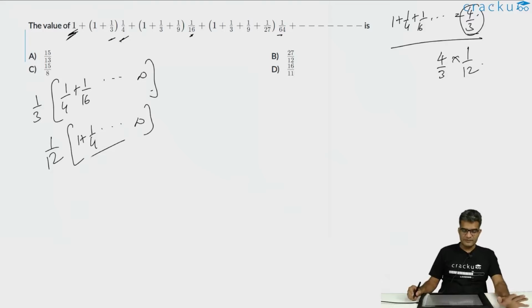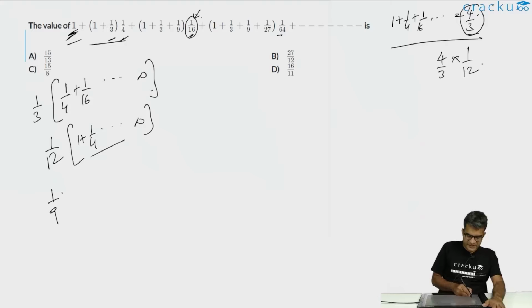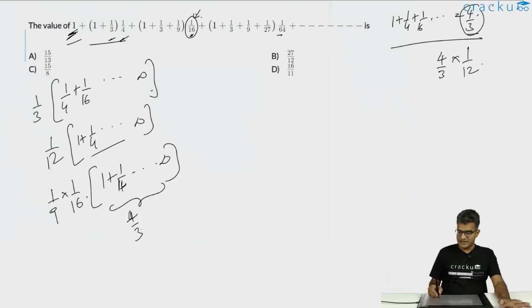Now the contribution of 1 by 9, we start off with 1 by 16 over here. 1 by 9 is not present in the first bracket or in the second bracket. It is present only when the coefficient is 1 by 16. So for 1 by 9, you have to take 1 by 16 out and again you are going to get 1 plus 1 by 4 plus dot dot dot till infinity, which is again equal to 4 by 3. So the contribution of 1 by 9, the third term will be 4 by 3 into 1 by 12 square. The contribution of the next one will be 4 by 3 into 1 by 12 whole cube.